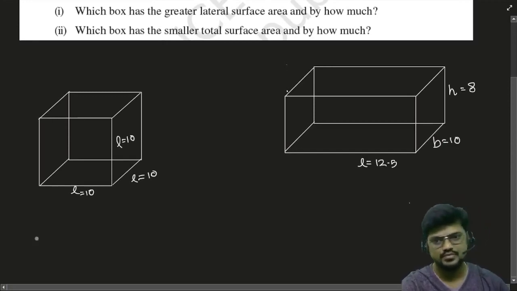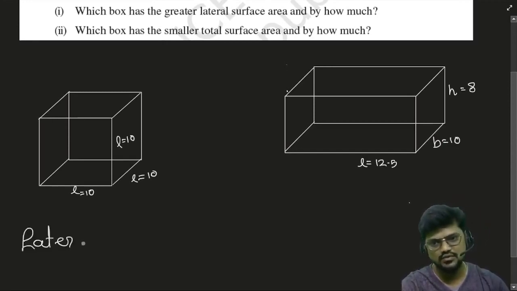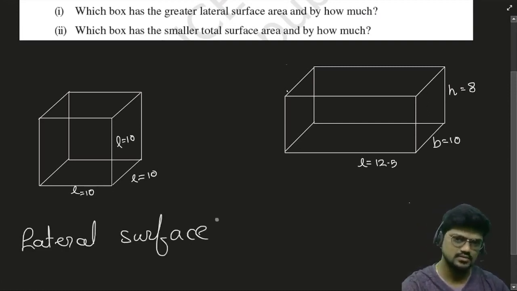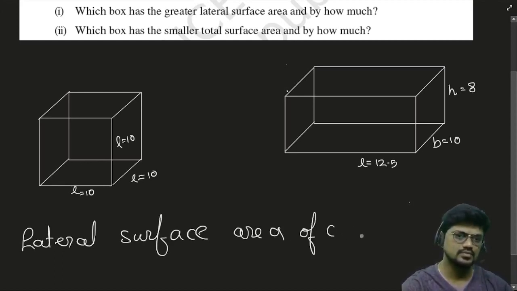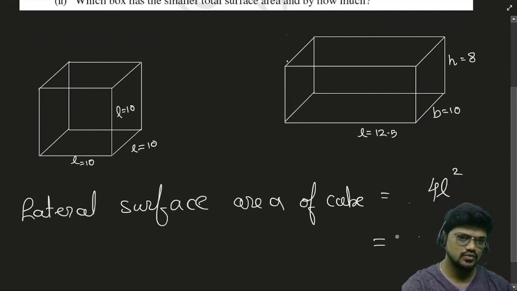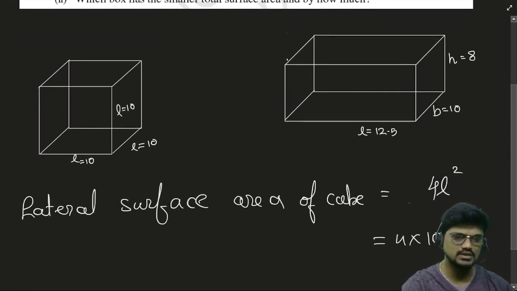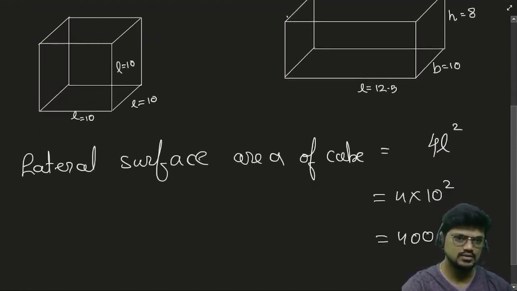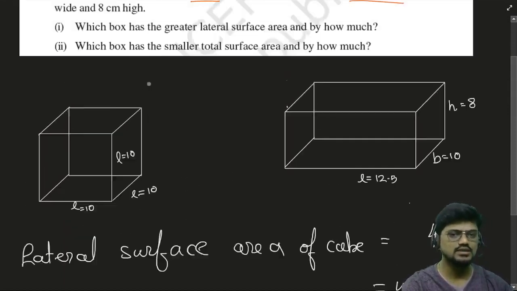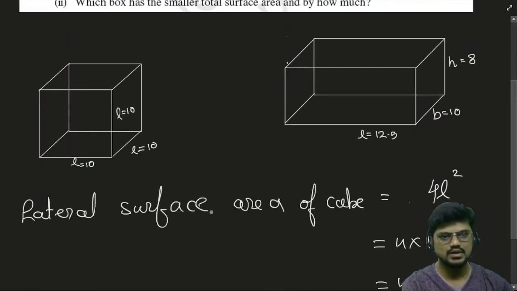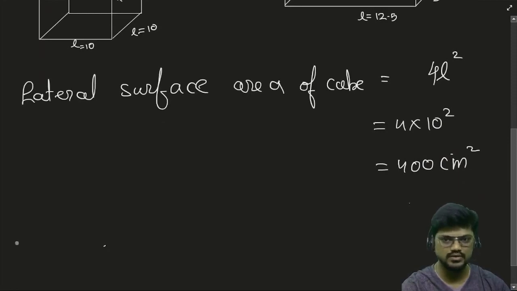Let's find it. What will be the lateral surface area of the cube? Each face has area L square and there are 4 faces, so it will be 4L square. So that is 4 into 10 square, that is 400 centimeter square. That is the lateral surface area of the cube. Now let us find the lateral surface area of the cuboid.